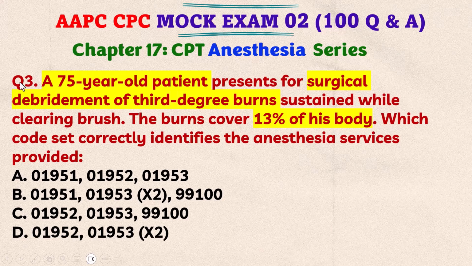So here you have to highlight this is a 75-year-old patient, again in extreme age, and surgical debridement of third-degree burns, 13% of his body. So once you look at the answers, all answers are add-on codes, so you can use the elimination method for the exam. I'll do the CPT alphabetic index method as well.